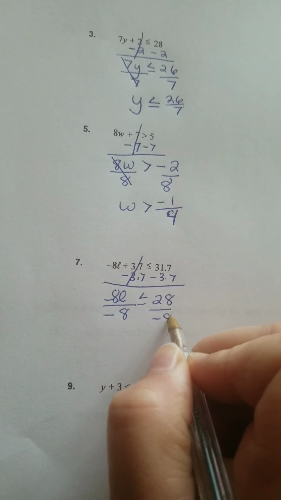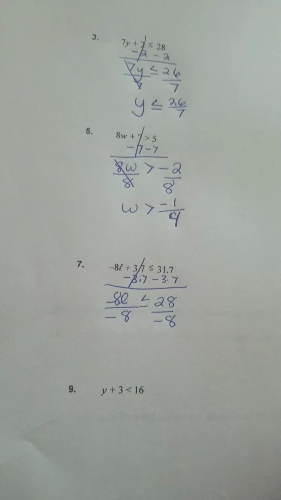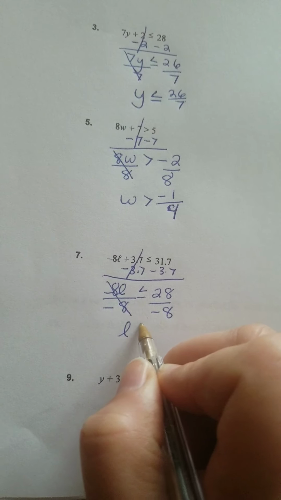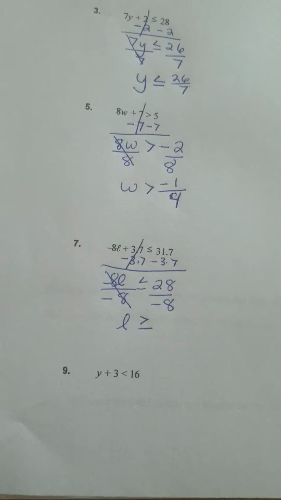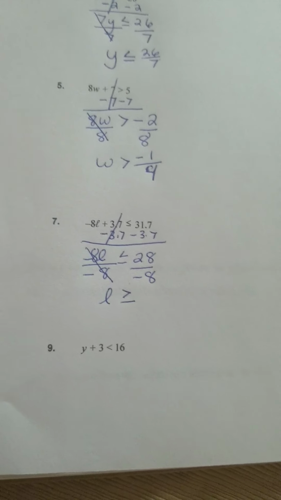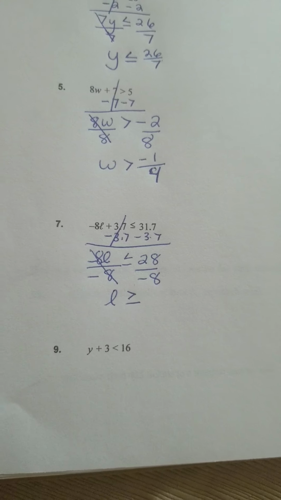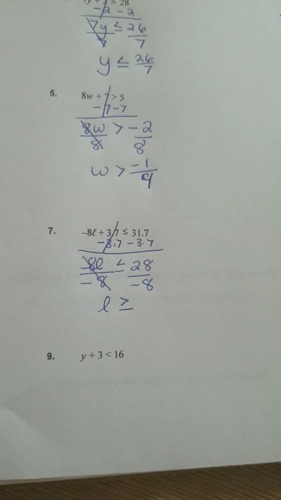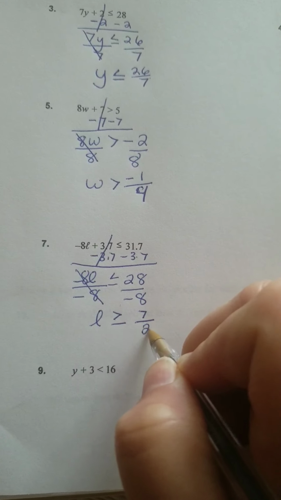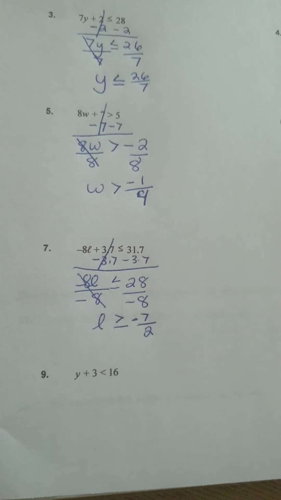Now, we need to be careful. We divided by a negative value. Whenever we multiply or divide by a negative, our symbol will flip. And now we can reduce these. 4 goes into both of them. 4 goes into 28 7 times. 4 goes into 8 twice, and we have a negative value.